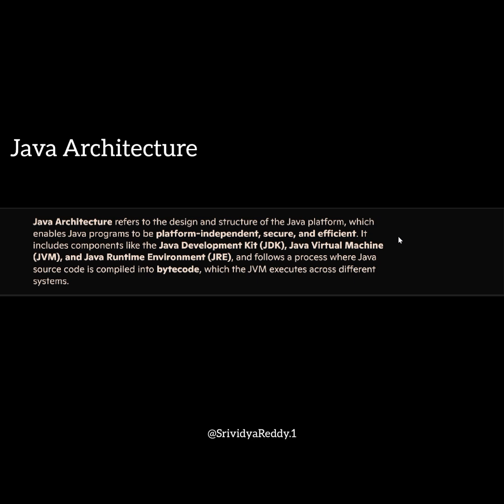It includes components like JDK, the Java Development Kit, JVM, the Java Virtual Machine, and JRE, the Java Runtime Environment. It follows a process where Java source code is compiled into bytecode, which the JVM executes across different systems. Now I am going to explain how these components work, such as JDK, JVM and JRE.